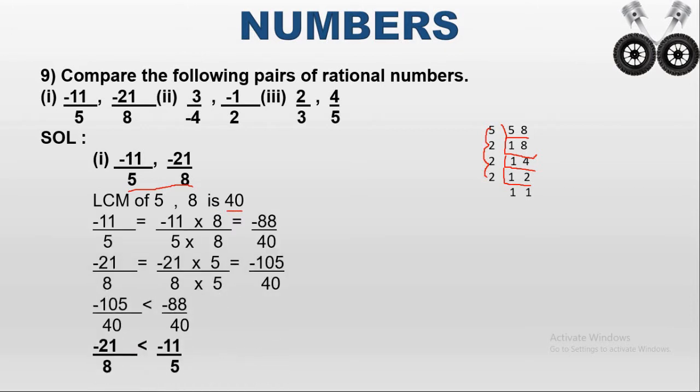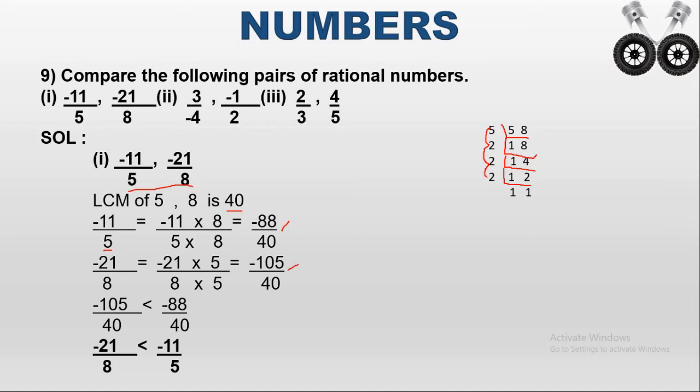Now you have to make the denominators equivalent to 40. Here the denominator is 5. Whenever I multiply 5 with 8, you get 40, so up and down you have to multiply with 8. Minus 11 into 8 is minus 88, 5 into 8 is 40. So the answer is minus 88 by 40. The second rational number is minus 21 by 8. Here you multiply 8 with 5 to get 40, so up and down multiply with 5. Minus 21 into 5 divided by 8 into 5 gives minus 105 divided by 40.